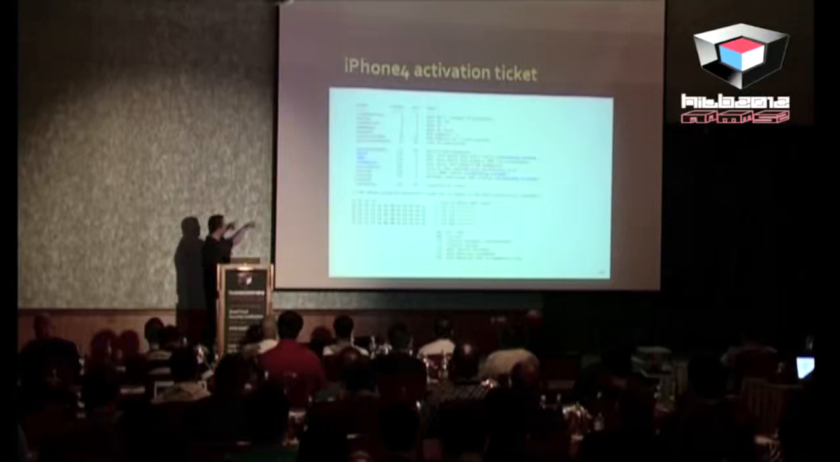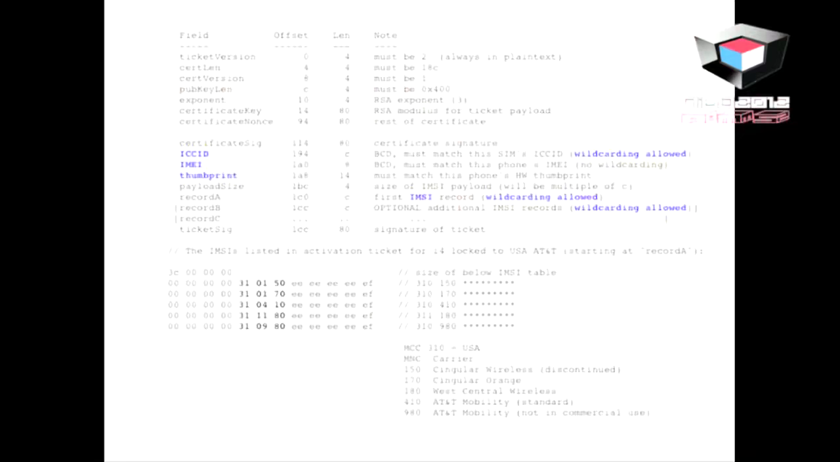But the real payload in the ticket, that stuff is checked. It's required to match your information if it's there. But really what it all comes down to is all these IMSIs in that variable length field at the end of the ticket. And here on the bottom, I've shown you an actual dump of my decrypted ticket.